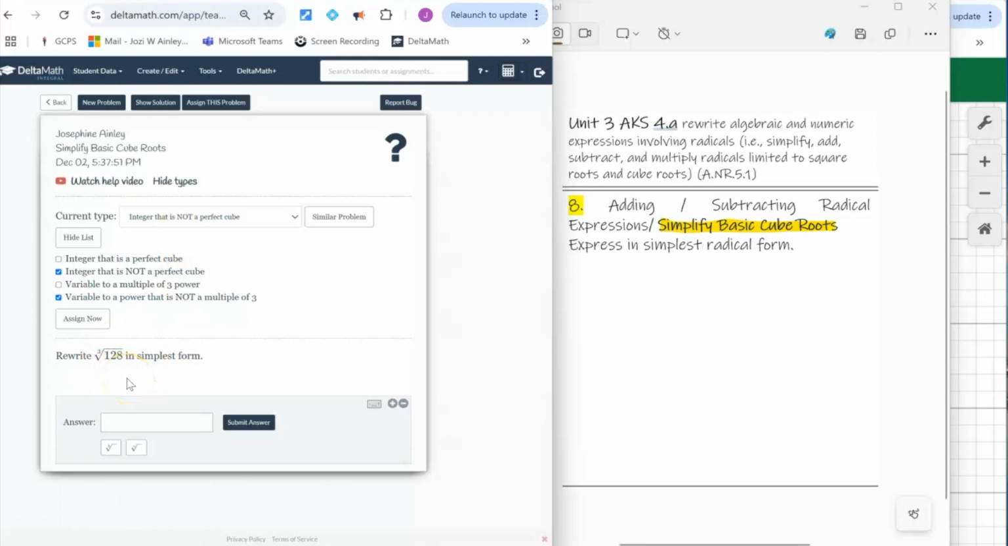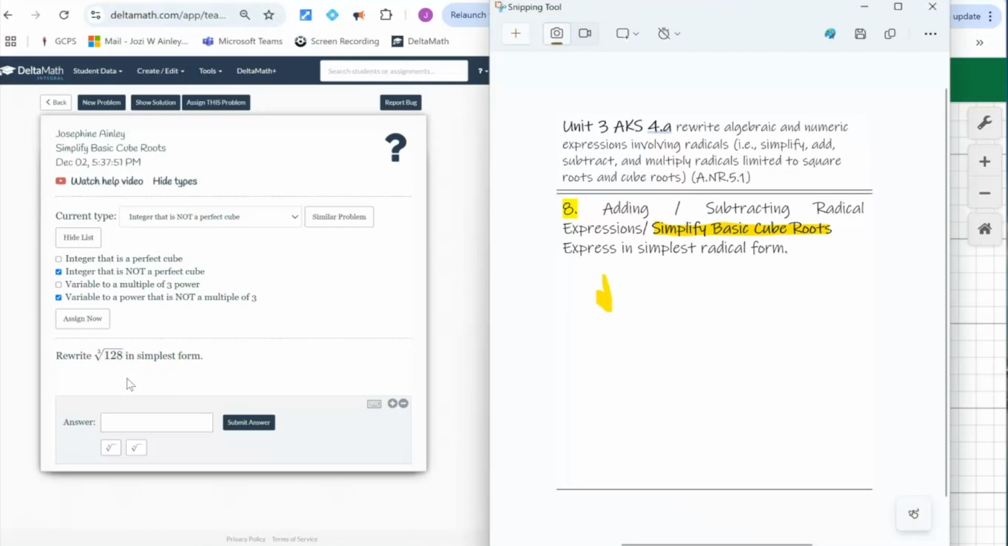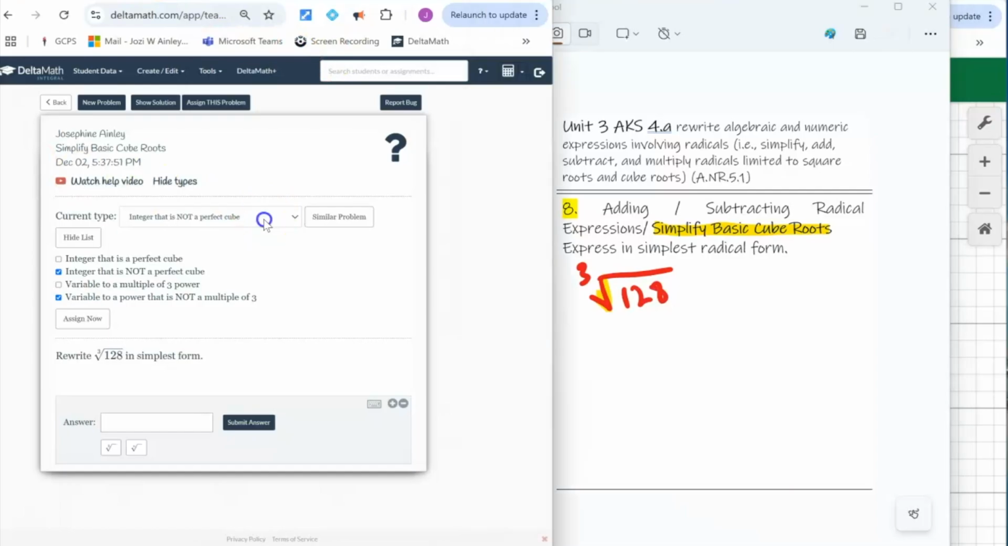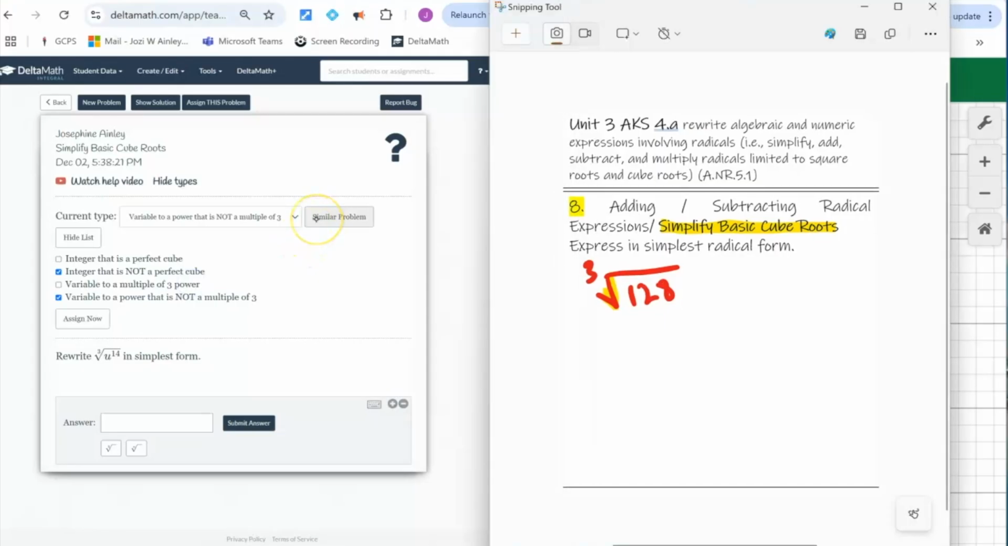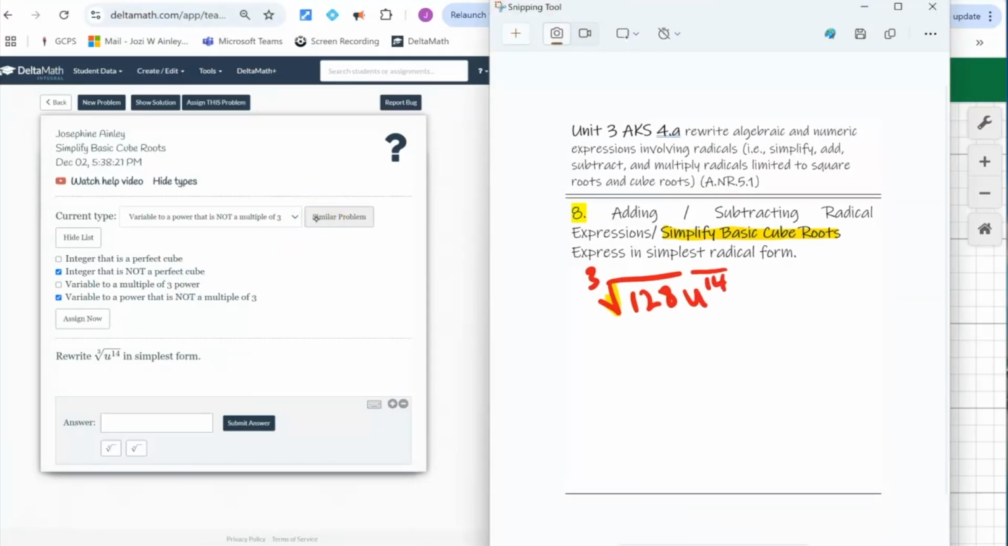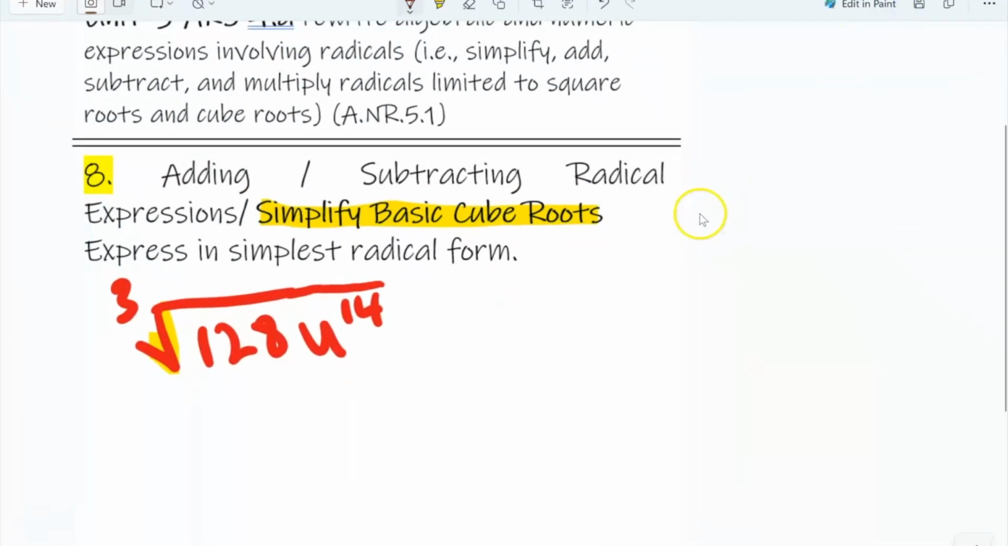So let's say this was the question. This one you'd need to go ahead and copy down in your notes, please. So we have find the cube root of 128. And I'm going to change the other question as well to u to the 14. That way we are combining both questions that you can get asked. On your test, it will be a combination of both. It won't be individually.